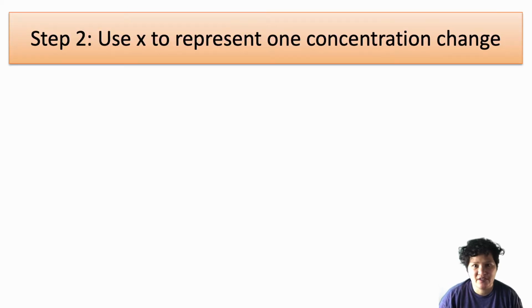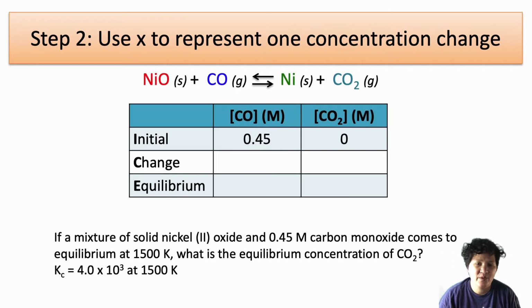Now let's move on to step 2, where we use x to represent one concentration change. We need to pick one concentration, and I'm going to pick carbon dioxide. Right now we have no carbon dioxide, so the only thing that can happen is that we make some. I'm going to say the amount we're going to make is x. That's our change. Then our equilibrium concentration will be 0 plus x, which equals x.